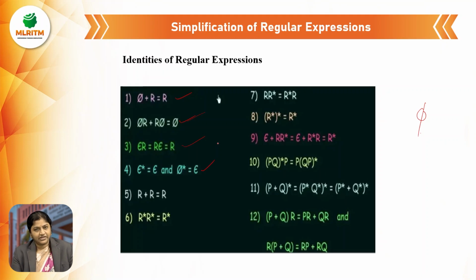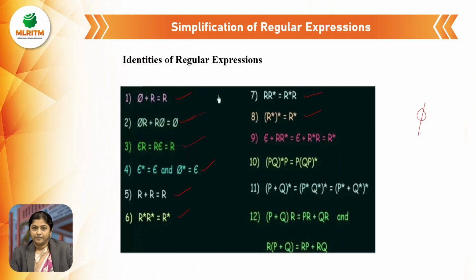Okay, next identity: R plus R is nothing but what? It is equal to R. R star into R star is equal to what? R star only. R into R star is nothing but R star into R. Next, R star whole star is equal to R star.